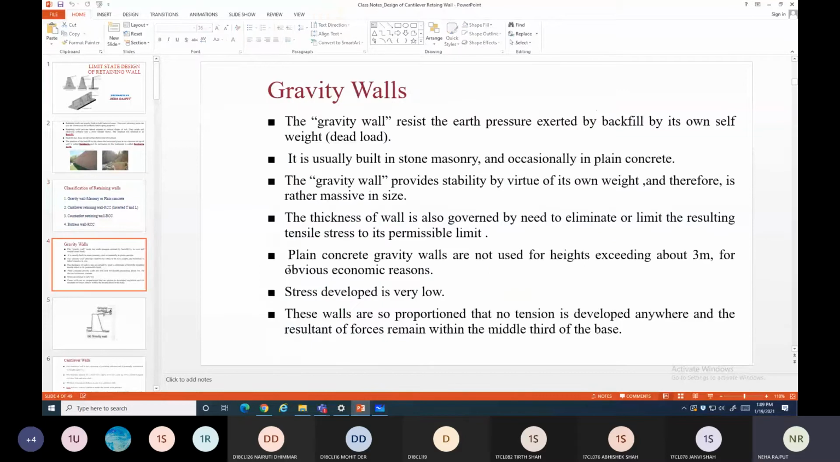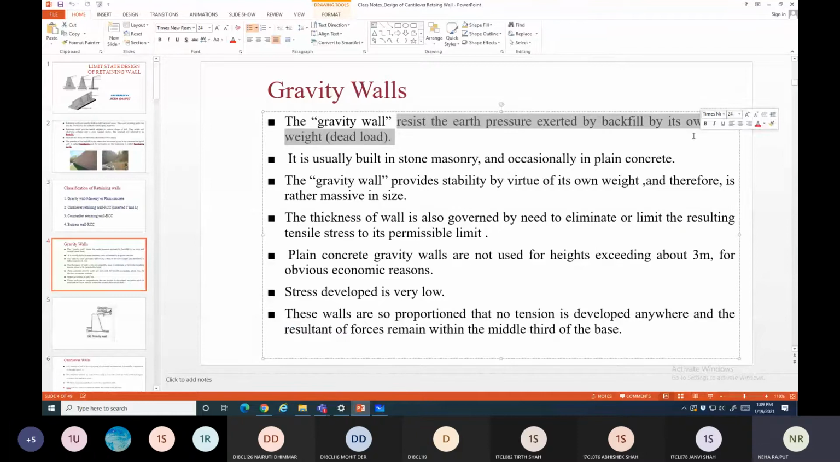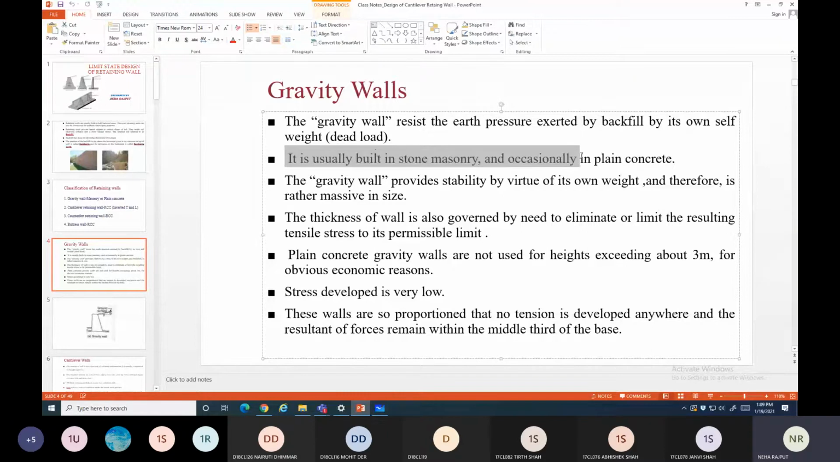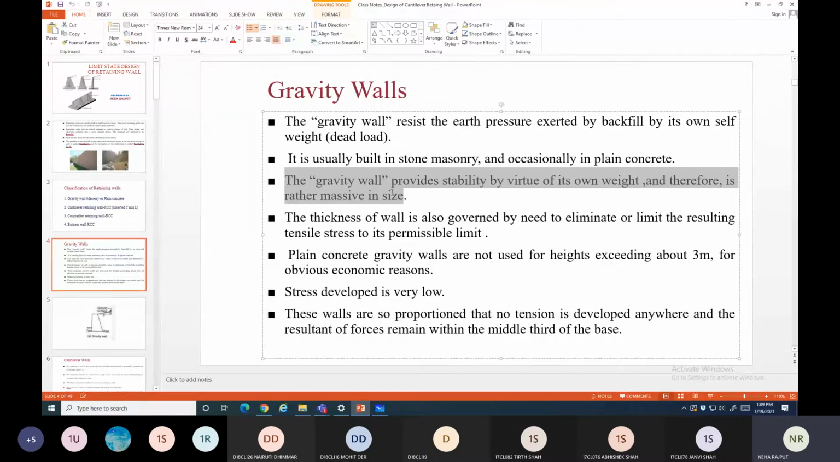Now this gravity wall resists the earth pressure exerted by the backfill by its own self weight. Only the self weight is required to resist the external pressure. It is usually built in stone masonry and occasionally in plain concrete. The gravity wall provides stability by virtue of its own weight, and therefore it is rather massive in size, because the weight is the only governing factor which will resist the pressure. So the size of the gravity wall is too large compared to the normal reinforced concrete retaining wall.